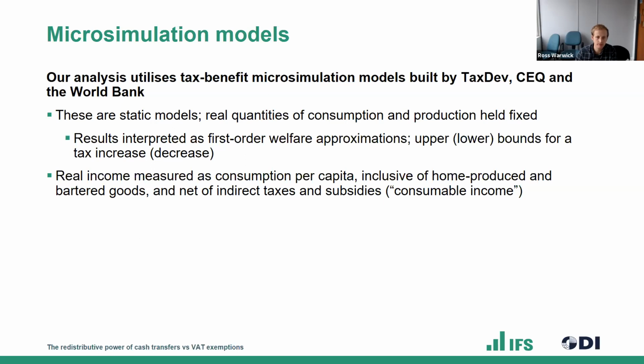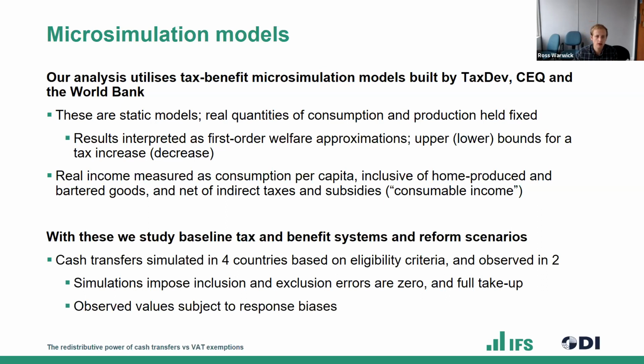In terms of how we measure real income, or our measure of household welfare, we're going to measure that as consumption per capita. That's excluding durable purchases, but including the user values for durable goods, and including home produced and bartered goods, and netting off indirect taxes and subsidies. This is in line with the concept of consumable income in a CEQ assessment. So with these relatively standard microsimulation models, we're going to study baseline tax and benefit systems and reform scenarios.